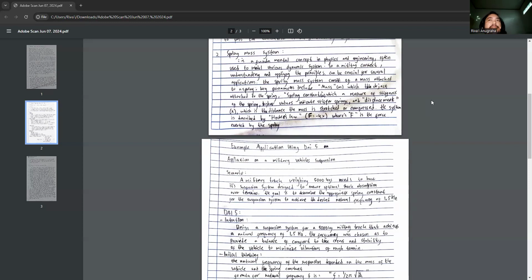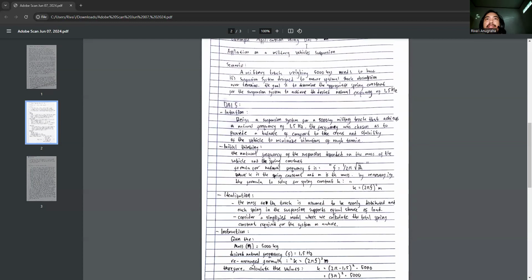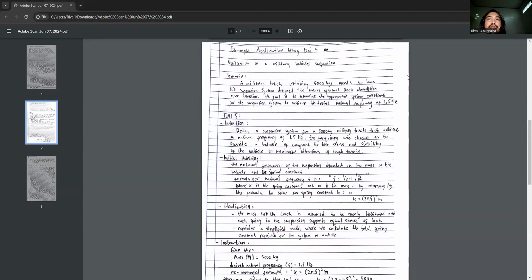The system is described by Hooke's law, whose equation is F equals minus kx, where F is the force exerted by the spring. Here is an example of the application using the I5 approach. Let's say the scenario is that a military truck weighing 5,000 kilos needs to have a suspension system designed to ensure optimal shock absorption over terrain. The goal is to determine the appropriate spring constant for the suspension system to achieve the desired natural frequency of 1.5 Hz. Let's go ahead to the I5 steps.